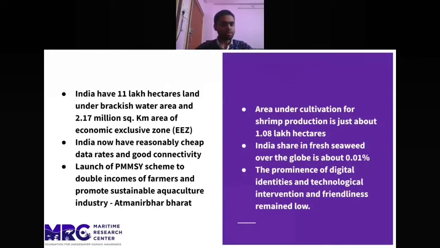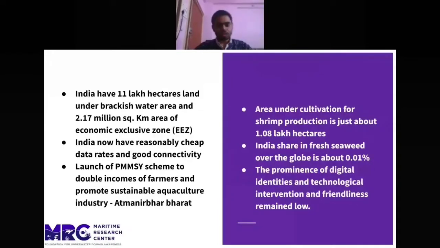And about 2.17 million square kilometers of area under the exclusive economic zone extending from the coastal regions. So we have this much geographic strength, but on the right hand side, we can see that the area under cultivation for shrimps is just about 1.1 lakh hectares. That means only 10% of the total potential is being harnessed. It shows the vast disparity between what we have in terms of geography and what we are harnessing.